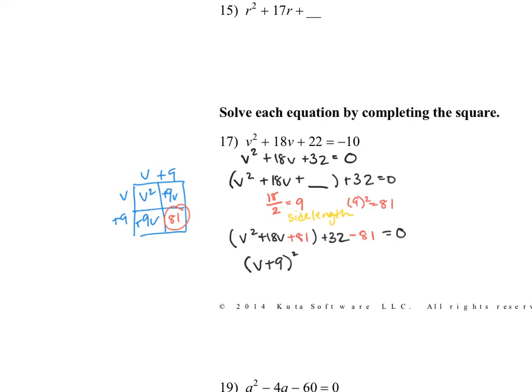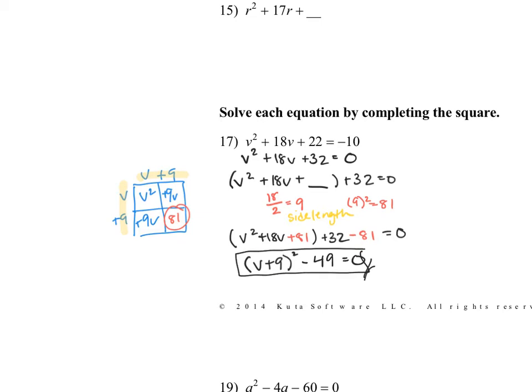So everything inside the parentheses, instead of looking at it like an area, we're now looking at side length by side length. So v plus 9 squared. And then on the outside, we have a positive 32 minus 81, and that's going to give us negative 49. And that's what completing the square looks like. This is our final answer.